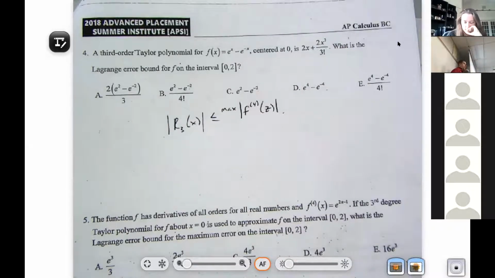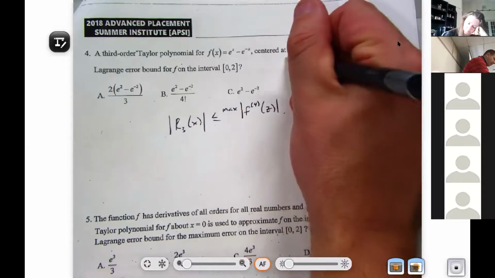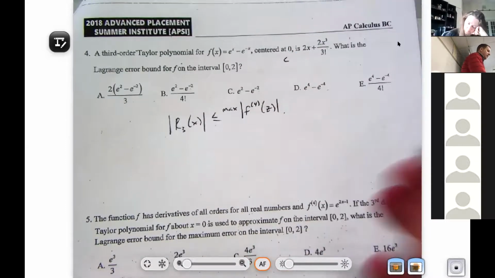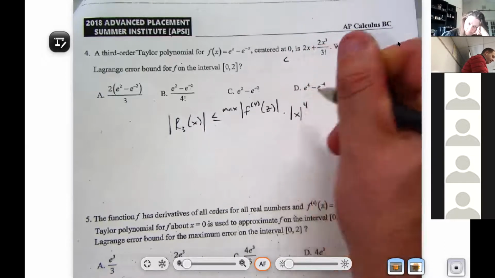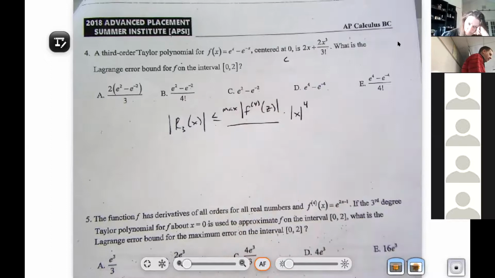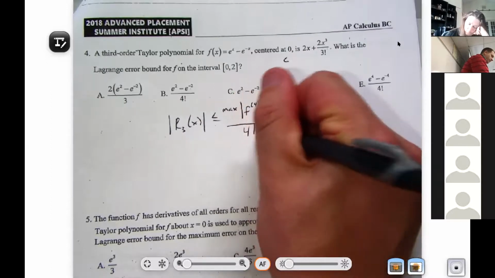But what is c in this problem? It's 0. We're centered at 0. It tells you that. Whatever you're centered at, that's your c value. So c is 0. So we don't have to write x minus c. We can just write absolute value of x to the 4th over 4 factorial.